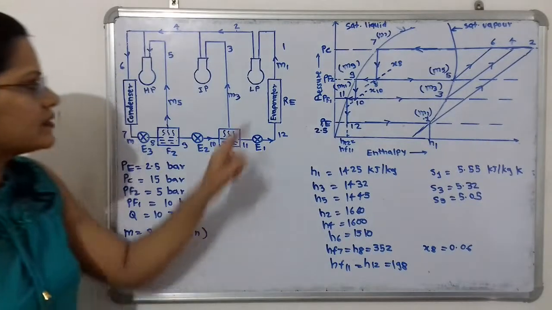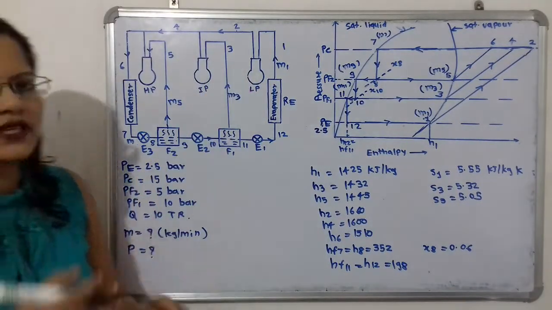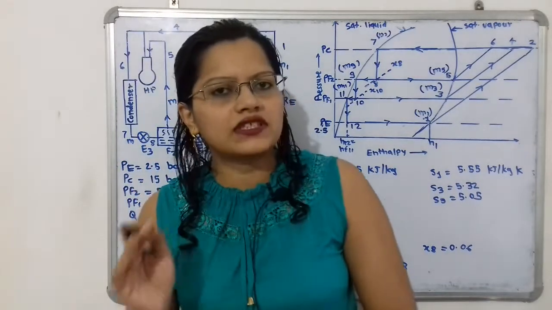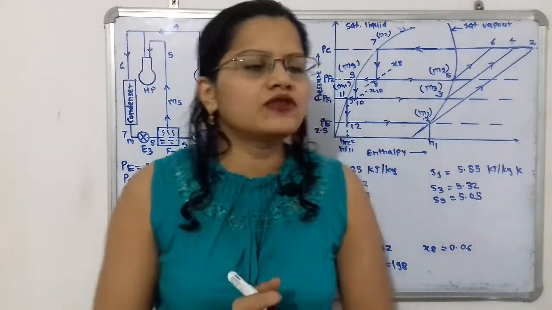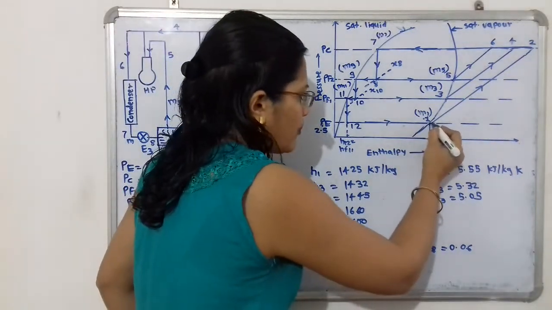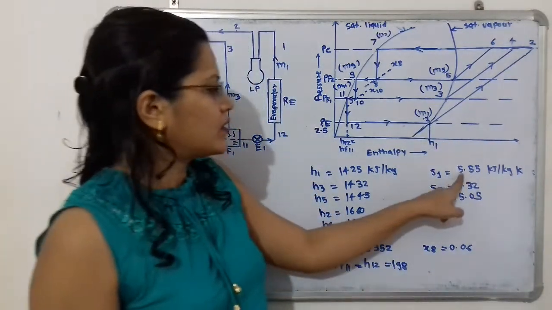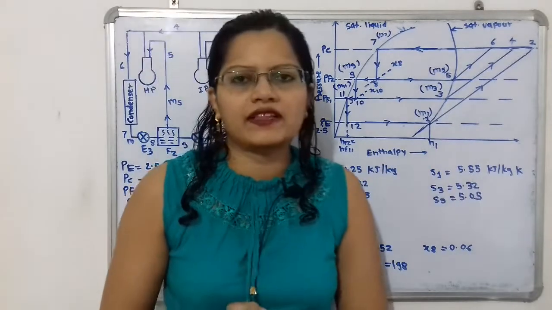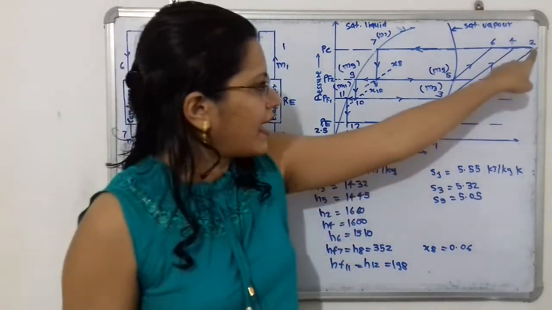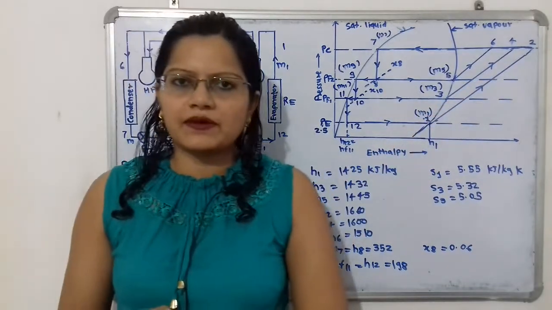Now what happens in this low pressure compressor? The compression process is taking place at constant entropy. So we have to select the entropy at this point 1. The entropy at point 1, S1, is equal to 5.55, and along this line the compression process is taking place.